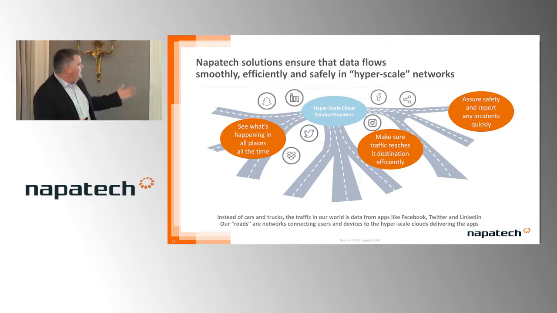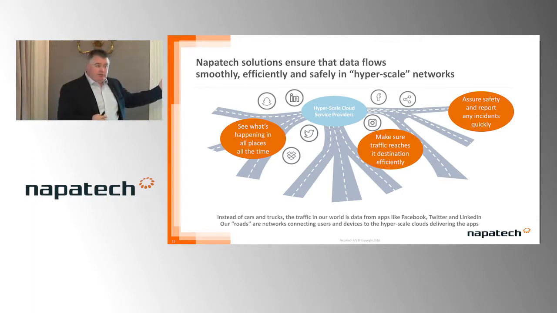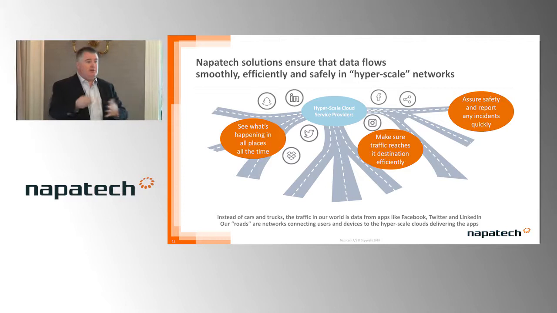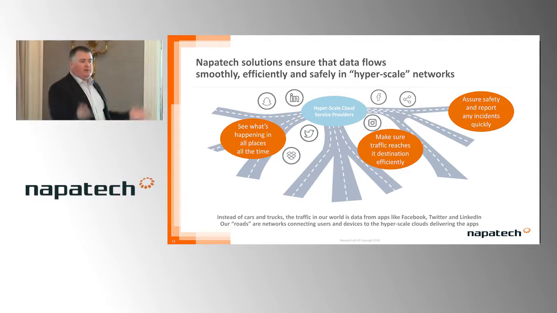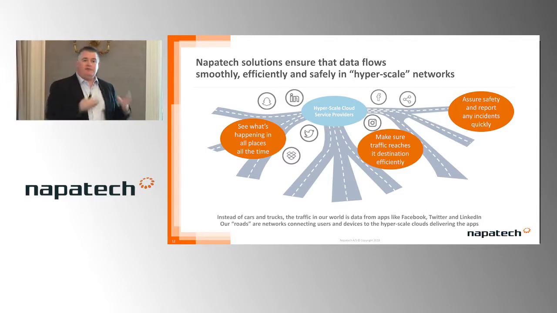We want to make sure that we can see what's happening in all places at all times, so that we can make sure that traffic is reaching its destination efficiently. But we also want to make sure that we're doing what we're calling switching in there, to make sure that data is actually getting to where it needs to be at the right time. And also we want to ensure the safety and report any incidents that are happening in the network as well. So these are all the things that go around making sure that we're all getting our services the way we want them, and that they're safe. So it's about delivering things smoothly, efficiently, and safely in these networks. That's basically the idea behind what we're doing, the technologies that we're making, and the solutions that we're bringing out.